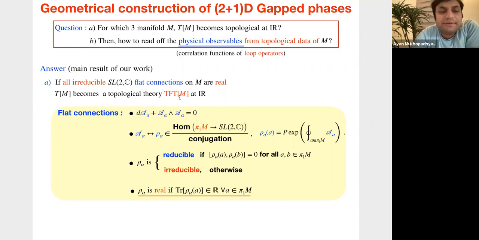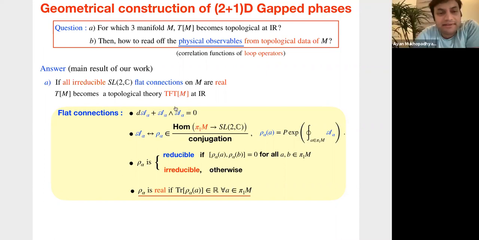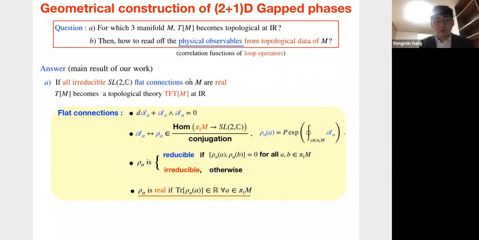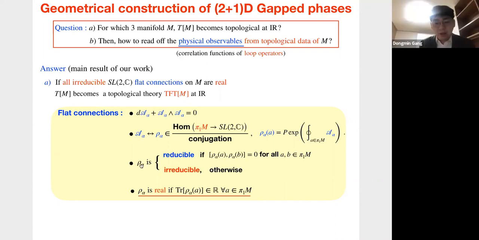Can I ask something? The statement is about when you produce a mass gap, right? Yeah. And this is purely determined by this topological data, what you're saying. So is there some field theory mechanism to understand why this condition produces a mass gap? How does this condition imply that this is topological, or that there is a mass gap? Yeah, I will explain it.